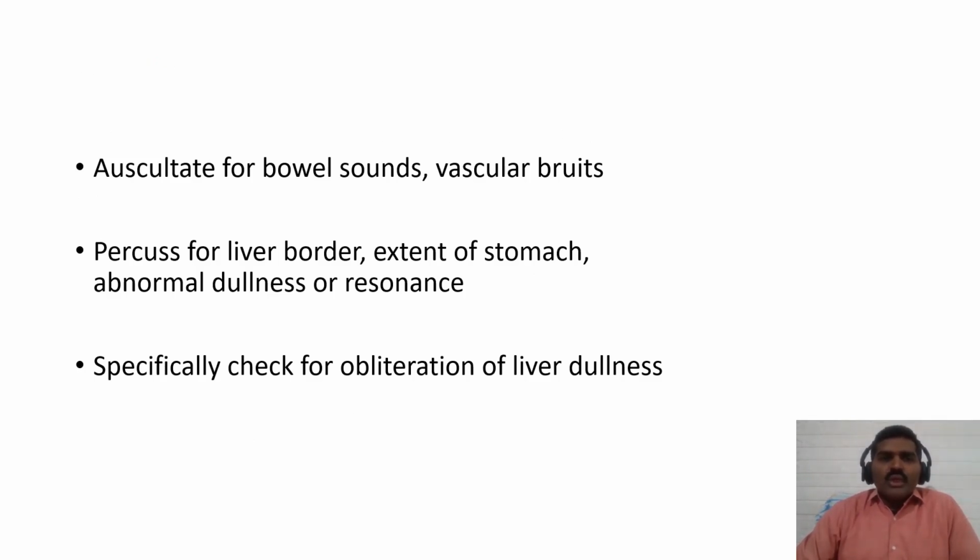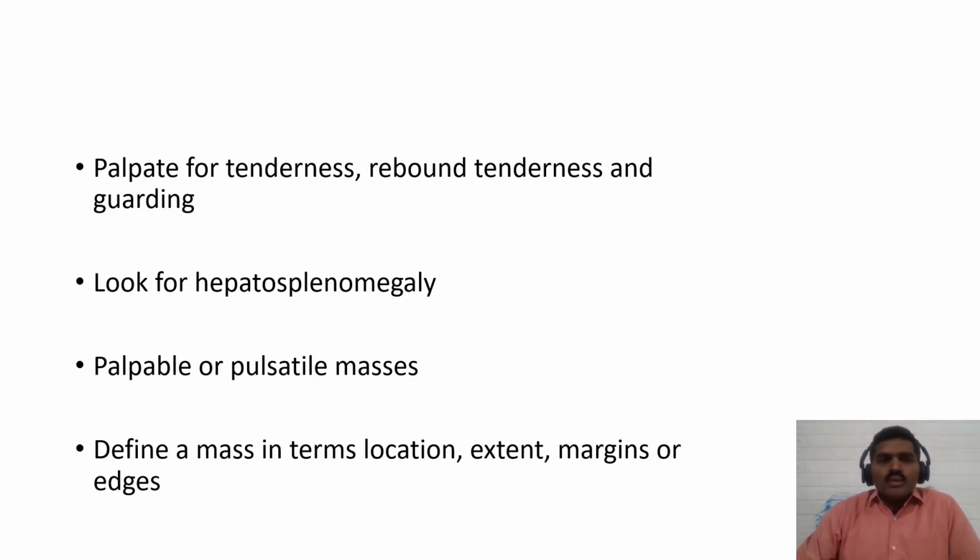Carefully listen for bowel sounds and document how many bowel sounds you are able to hear per minute, and look for any vascular bruit. Percuss for liver border, extent of the stomach, abnormal dullness or resonance. Specifically check for obliteration of the liver dullness. Now is the time for palpation. Palpate for any local rise of temperature, any tenderness, rebound tenderness, or guarding. Look for hepatosplenomegaly, palpable or pulsatile masses. If a mass is felt, define the mass in terms of location, extent, margin, and edges.